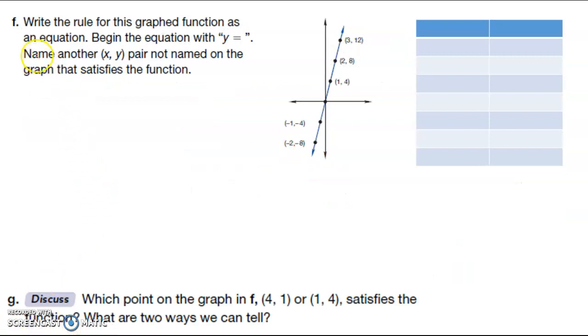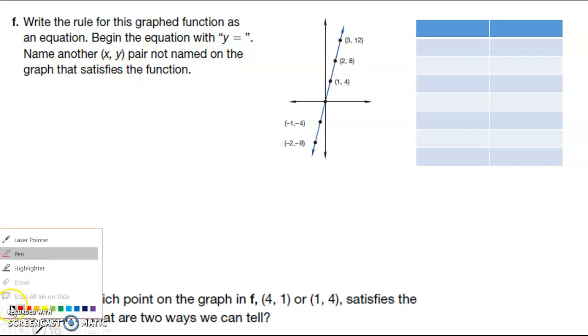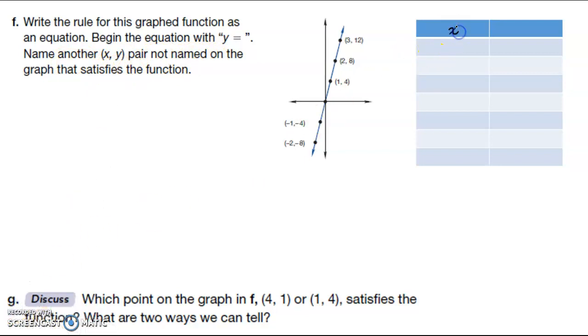Okay, write the rule for this graphed function as an equation. Begin with the y equals. Name another xy pair that's not named in the function. Okay, so let me change this to something we can see. And this is x and this is y. And we're going to record the ones we have here. So I have 3, 12. I have 2, 8. I have 1, 4. Down here I have -1, -4. And -2, -8.